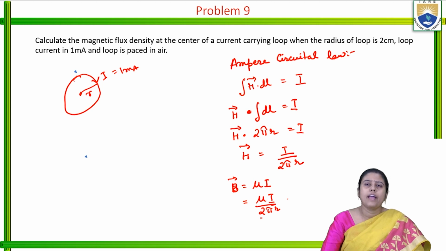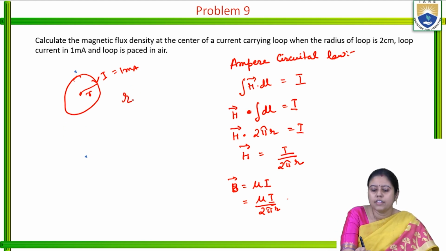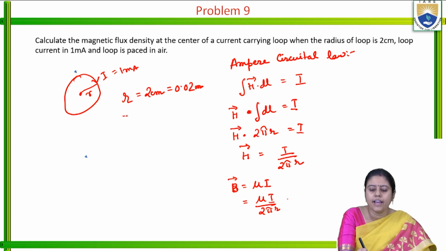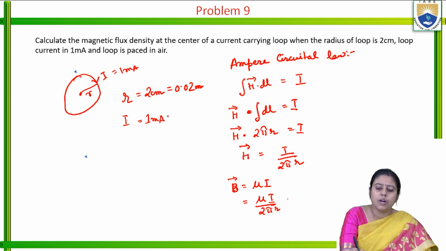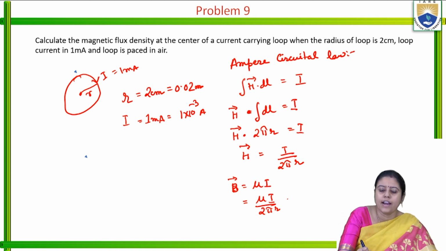So what is the problem? Calculate the magnetic flux density at the center of a current carrying loop when the radius of the loop is 2 cm. The radius value is 2 cm, which is 0.02 meter. The current is 1 milliamp, which means 1 into 10 to the power minus 3 amps, and the loop is placed in air. So mu is equal to mu naught, which is 4 pi into 10 to the power minus 7.